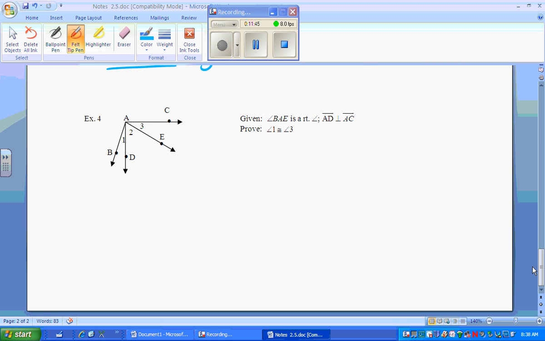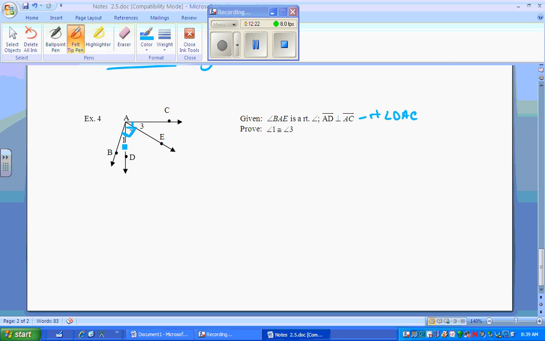Last example for today. ABE is a right angle. I'm sorry, BAE is a right angle. So here is a right angle. AD is perpendicular to AC. Well, perpendicular causes a right angle, so this is going to get a right angle at angle DAC. So we got another right angle right here.